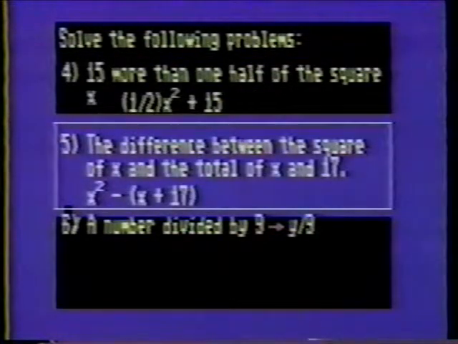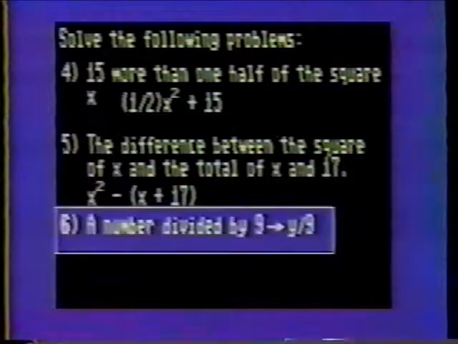Number 5. The difference between the square of x and the total of x and 17. This problem must be solved in stages. The square of x means multiply x by x, which is x squared. Next, determine the total of x and 17. Since the value of x is unknown, we can only add x plus 17. Finally, determine the difference between these two components. The solution is x squared minus x plus 17.